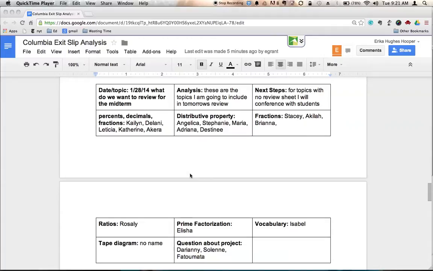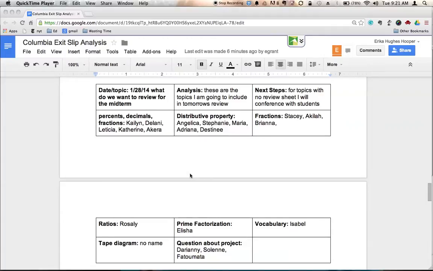And so I sorted those into the 8 common things that I noticed, and then I tried to figure out where students fell so that I could include the highest number of topics that were actually the most relevant. So like make sure to review percents, decimals, fractions, distributive property, and then maybe only go over ratios with Rosalie. And when I was making review sheets, I made sure to include review sheets with these topics because there were things that people specifically said they needed help with.